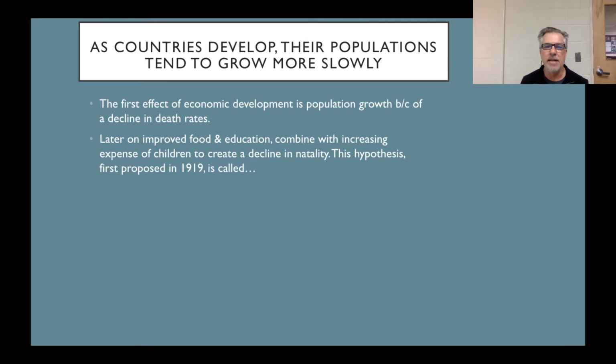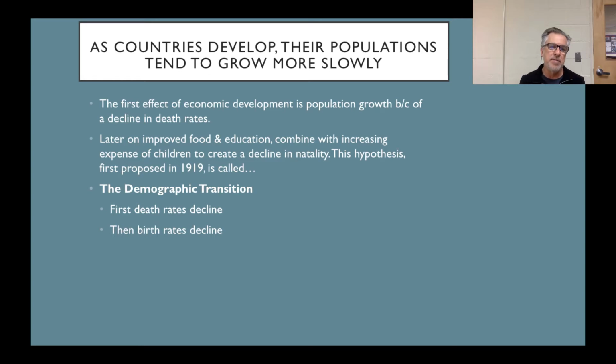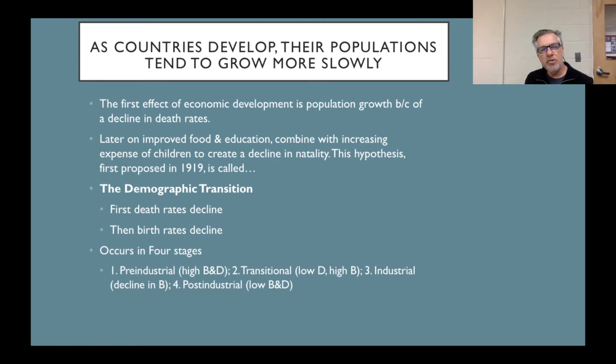And this idea that this would follow economic development was first proposed in 1919. It is called the demographic transition: that with economic development, first death rates decline, and then later birth rates decline. This is an important idea. The demographic transition is hypothesized to occur in 4 stages. The first stage is the pre-industrial stage, in which there's high birth and death, then the transitional stage, then the industrial stage, and then the post-industrial stage.